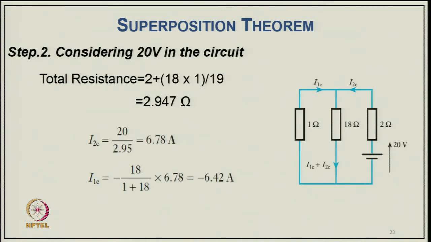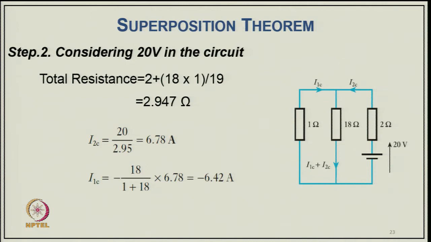Now, step 2, considering the second source of 20 volt in the circuit. The total resistance here will be: this 18 ohm resistance is in parallel with 1 ohm, with the addition of 2 ohm in series. So, it comes to 2.947 ohm, and now we can find I 2 C, that is 20 volt divided by this total resistance, 2.95. So, that becomes 6.78 ampere, and I 1 C, the current flowing into 1 ohm, that is of course the current with the minus sign, 18 divided by 1 plus 18 into 6.78, and this becomes minus 6.42 ampere.